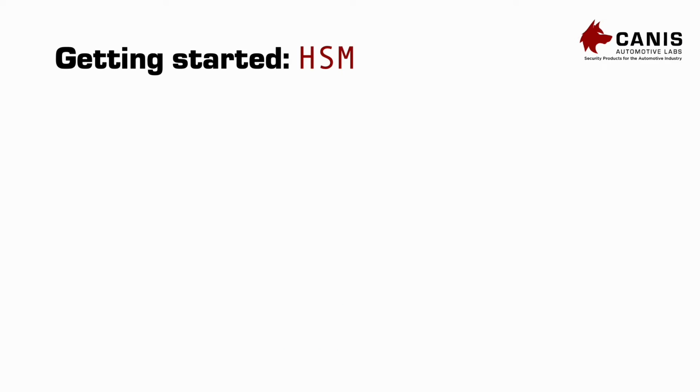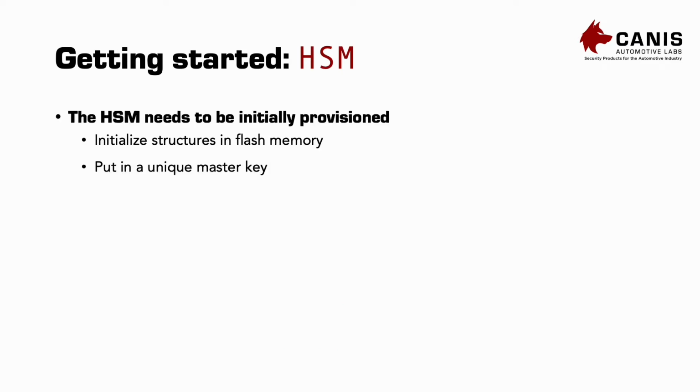So let's get started with CryptoCAN in Python. We start by provisioning the HSM. We only need to do this once because everything is stored in Flash and will be retained across power cycles. We provision it by providing a secret key, which causes the software to initialize structures in Flash, erasing any old structure. Only if the Flash gets corrupted or erased will reprovisioning be needed.